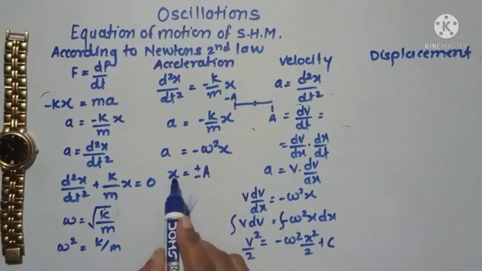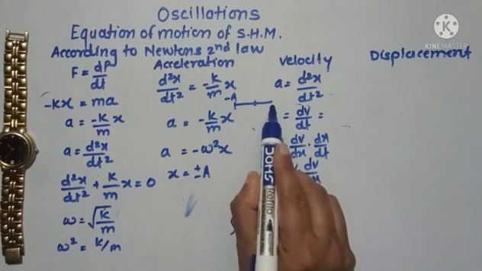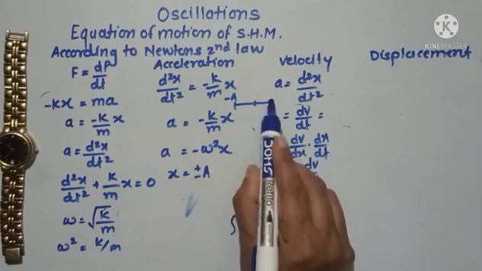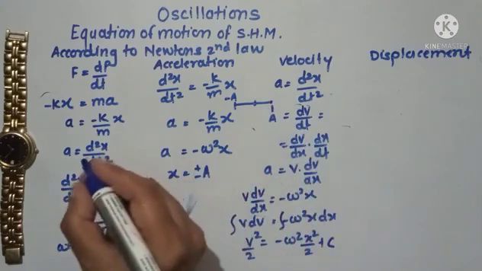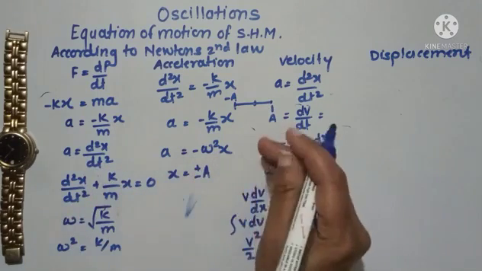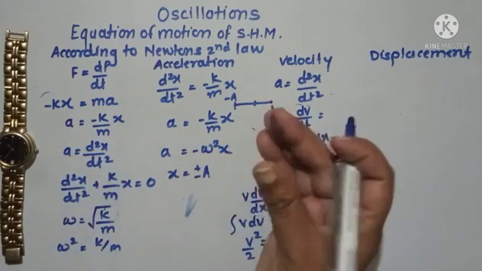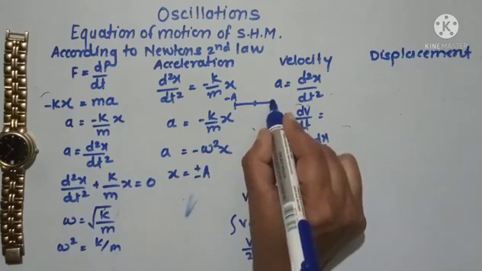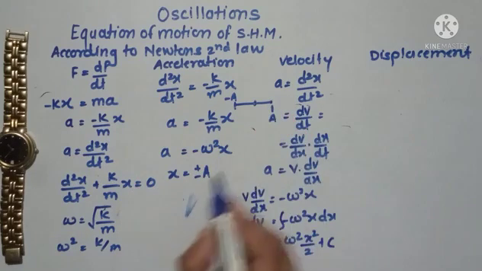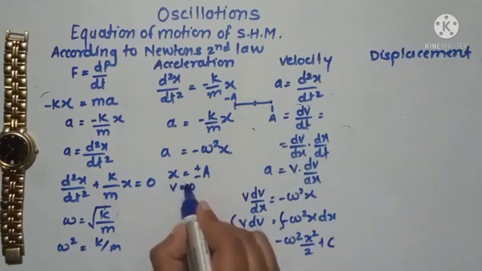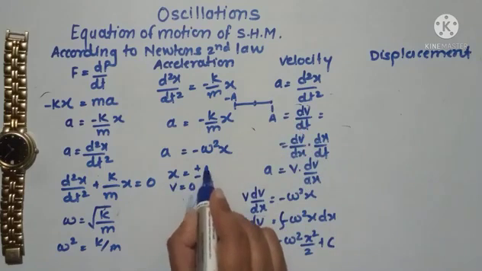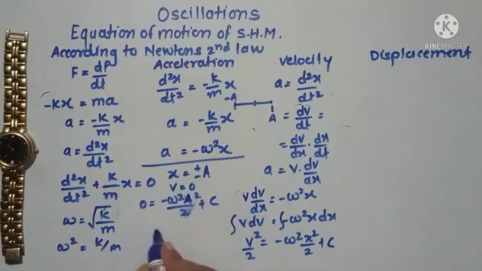If I put x is equal to plus a, at this point the velocity is 0, because once you take the pendulum there and release it, when it comes back to the position a, its velocity will be 0 for a moment. So we can take that as a boundary condition: when x is equal to plus a, velocity is equal to 0. Now if I put these two values in this equation, I will get c is equal to omega square a square upon 2.